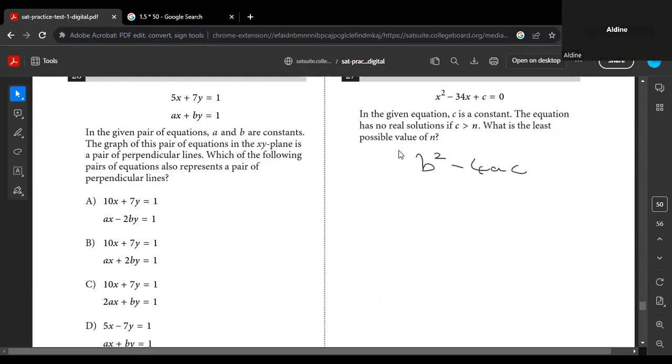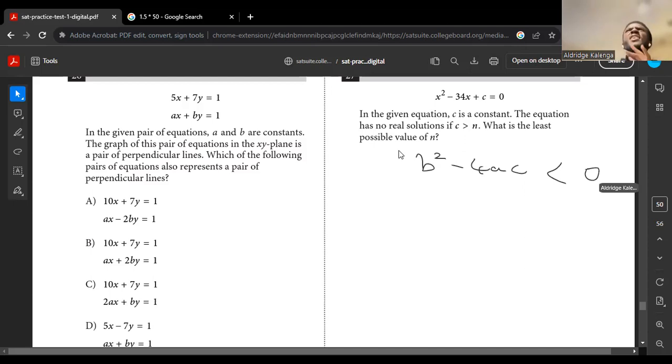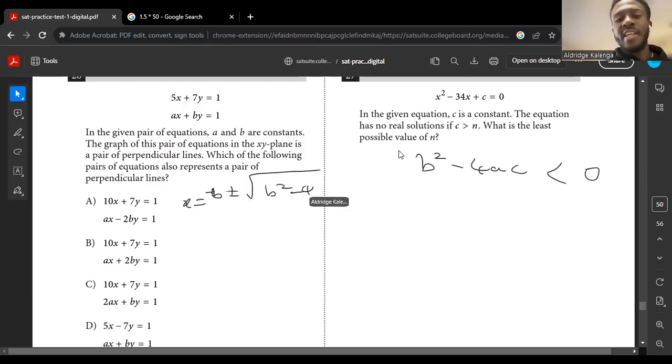If that is less than 0, it has no real solution. There you go. So if this is less than 0, it's got no real solution. I don't want to get into it right now, but this comes from the quadratic formula. x is equal to negative b plus or minus the square root of b squared minus 4ac, over 2a.